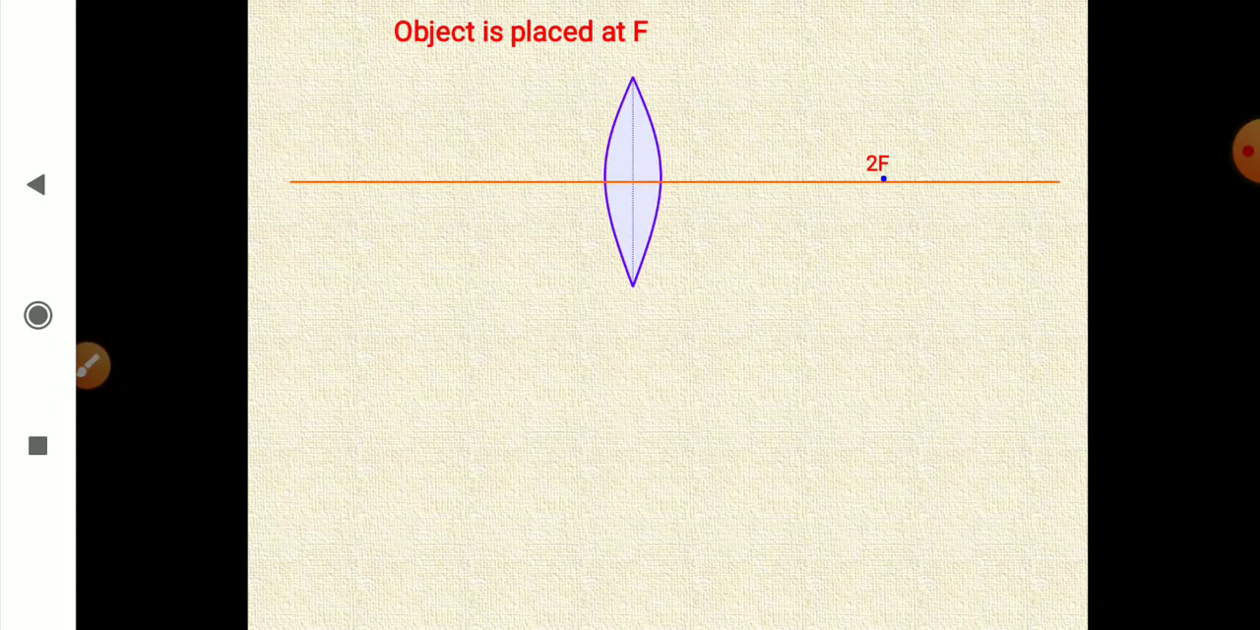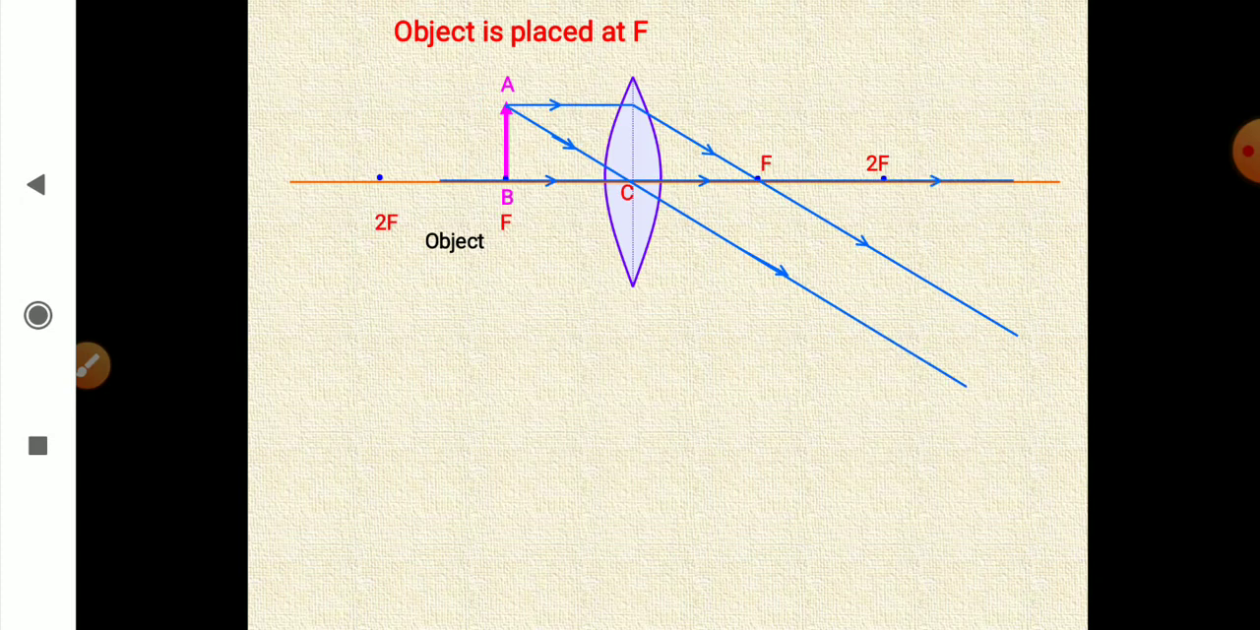Now we are bringing it even closer here. So the object is placed at f now. Look at it. The object is placed at the focus. See.